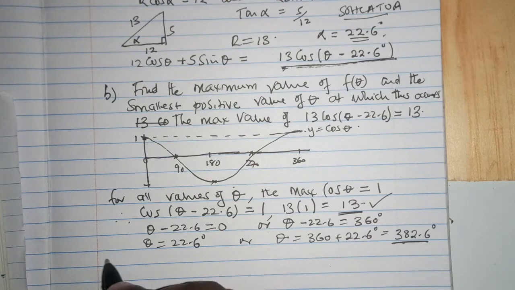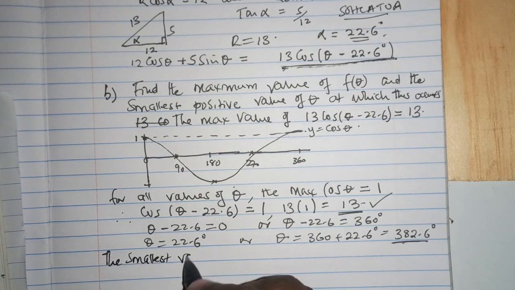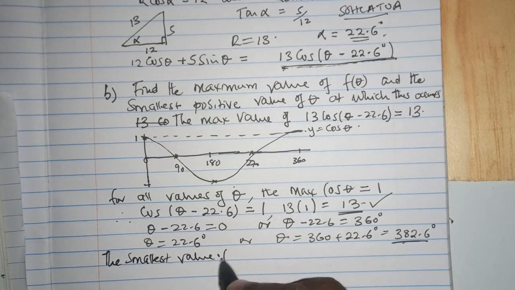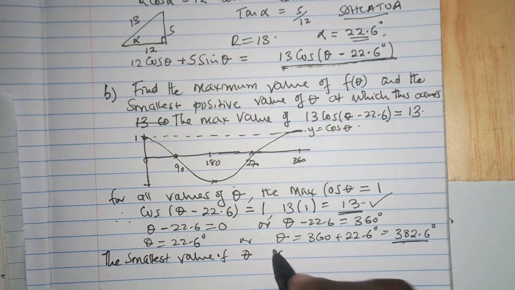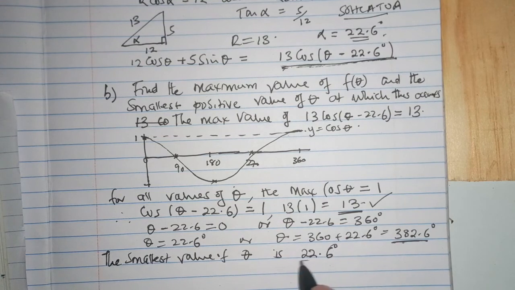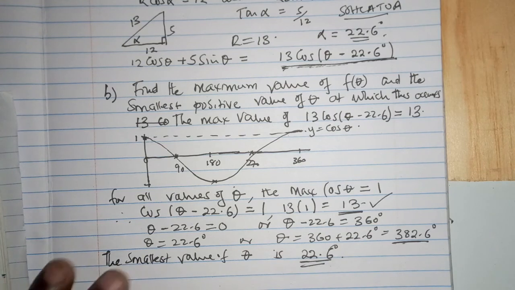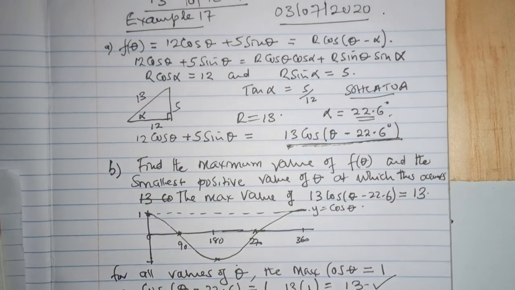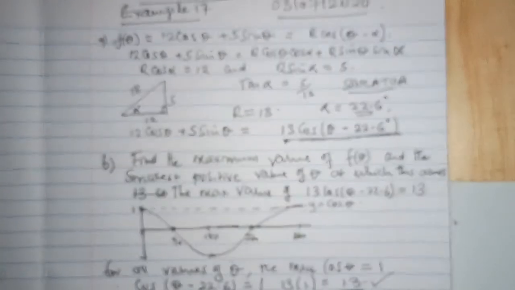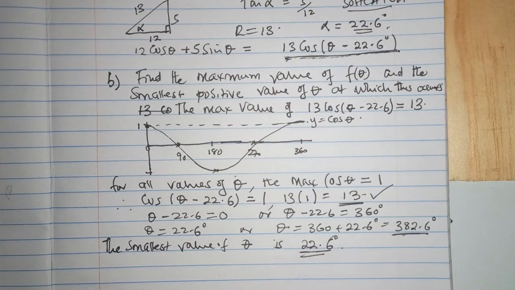So the smallest value of theta is 22.6 degrees. And it is important that we note this question is quite important. So let's follow up from part A all the way to part B. You realize that this is quite an important question.